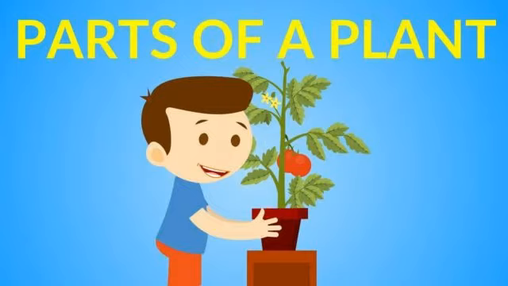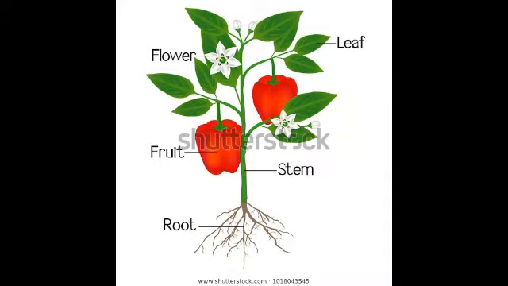So, everybody listen here carefully and take your textbook page number 134. Look at the picture. You can see flower, leaf, fruits, stems, root. Okay, there are mainly 5 parts of a plant.